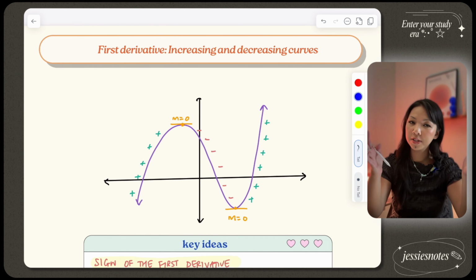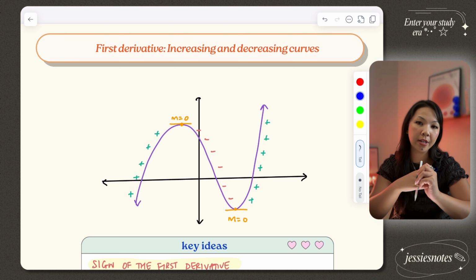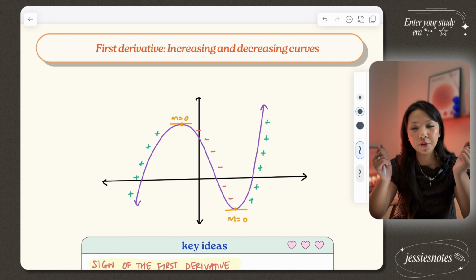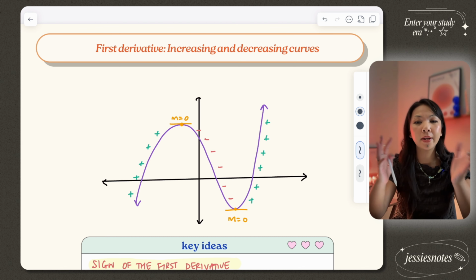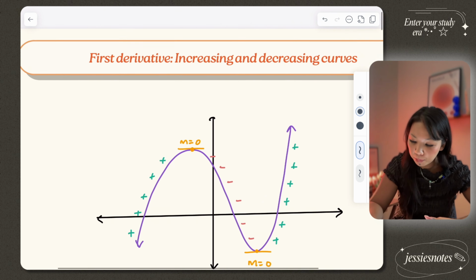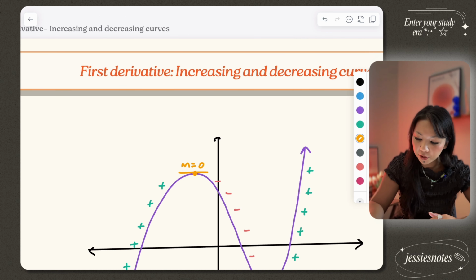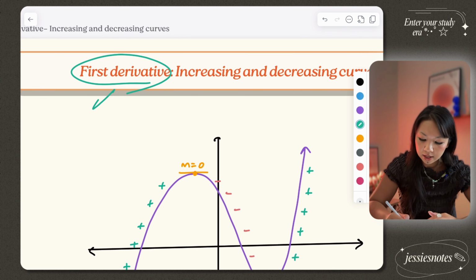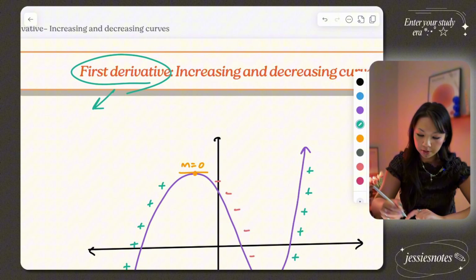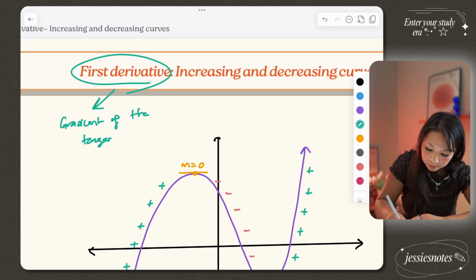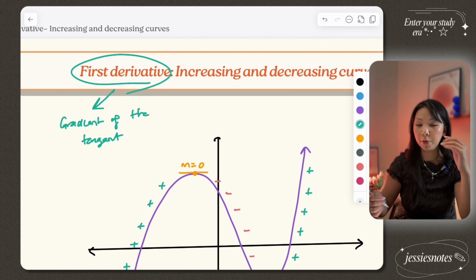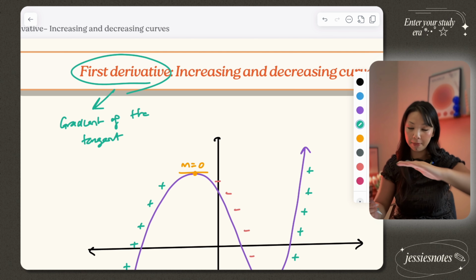The title for this video today is First Derivative: Increasing and Decreasing Curves. So let's really understand what the first derivative is all about, because later on we're going to be exploring the second derivative, which has its own meaning. To put it very simply, the first derivative is the function that gives you the gradient of the tangent. It doesn't just give you the sign, it also gives you its magnitude, so whether it's very steep or not steep at all.